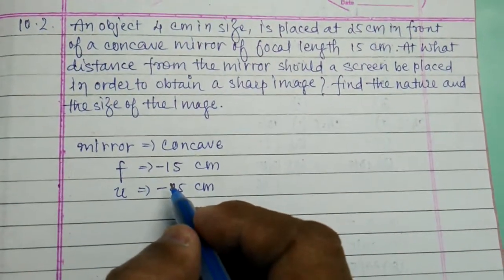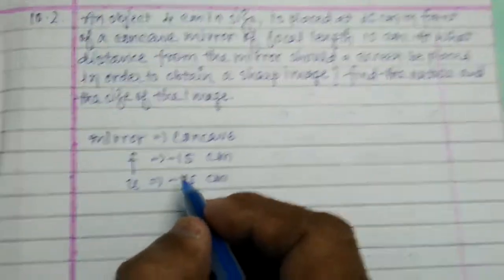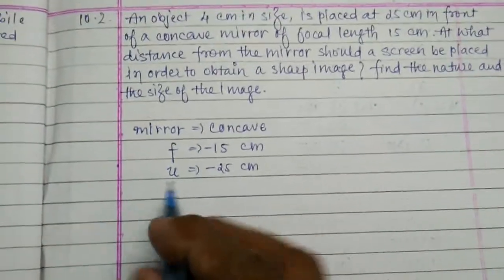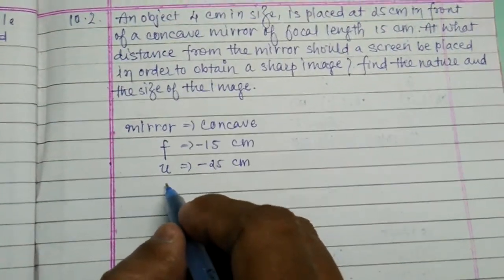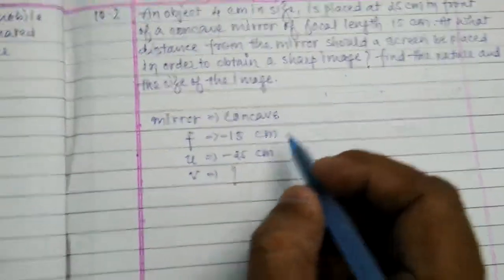So at what distance from the mirror should a screen be placed? Screen be placed, it means the distance of image is v, so v should be found.